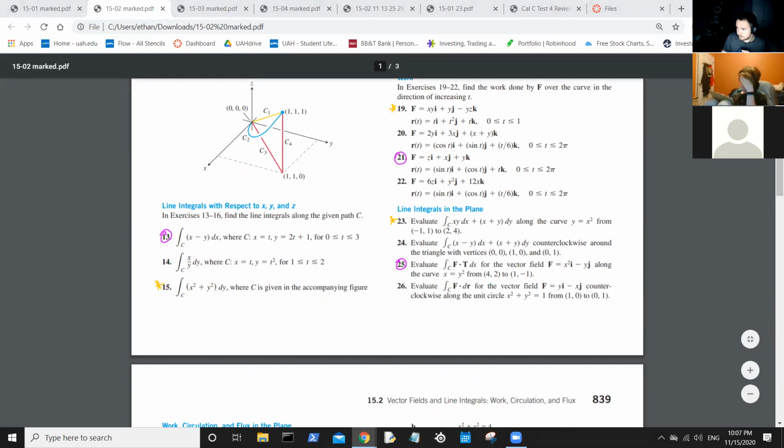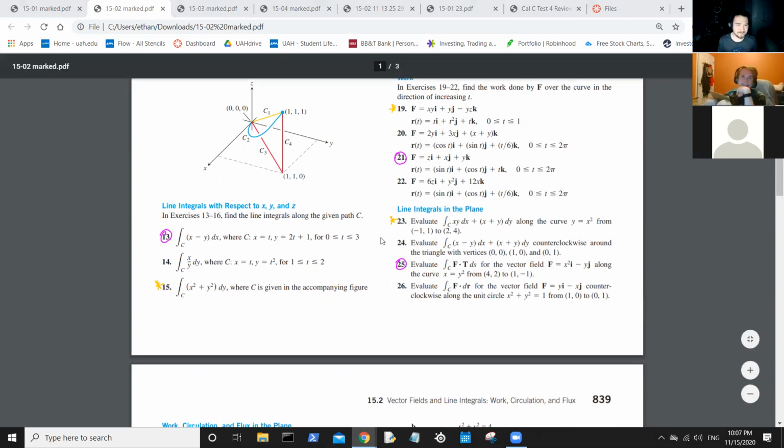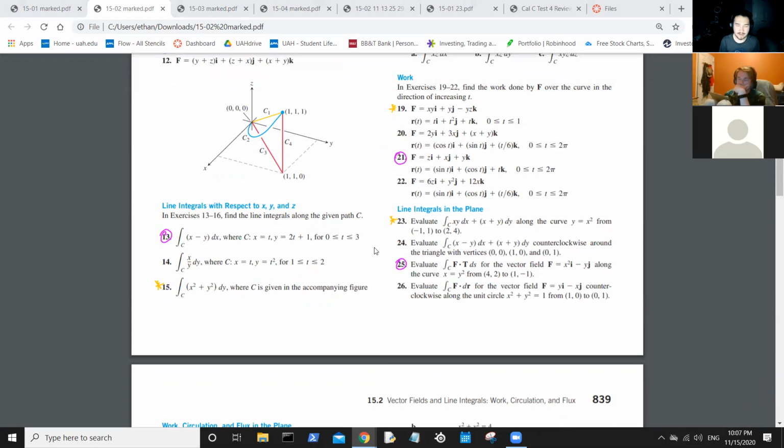Oh no. I got -3/2 root 5. That's not right. I got really close, but not quite. So I got -15 root 5 over 2. The answer is -15 over 2.